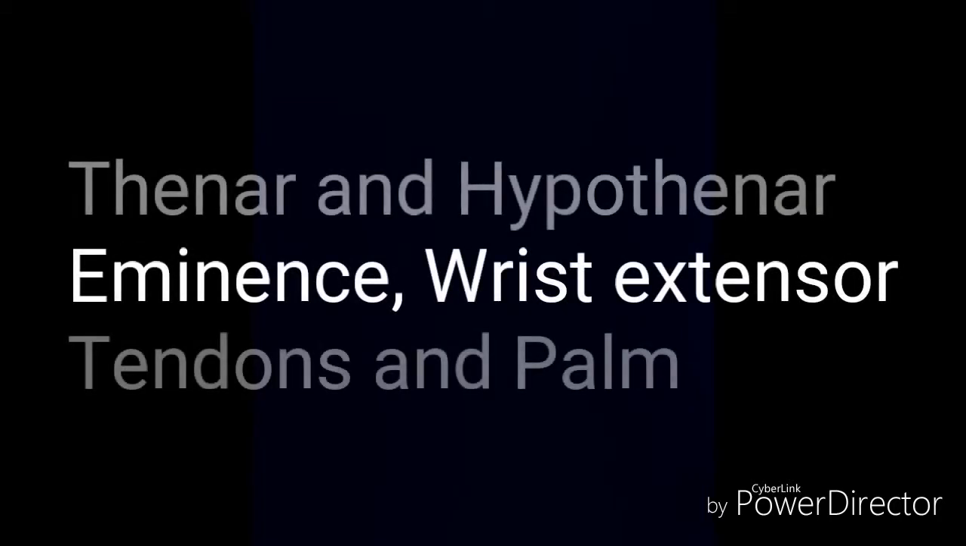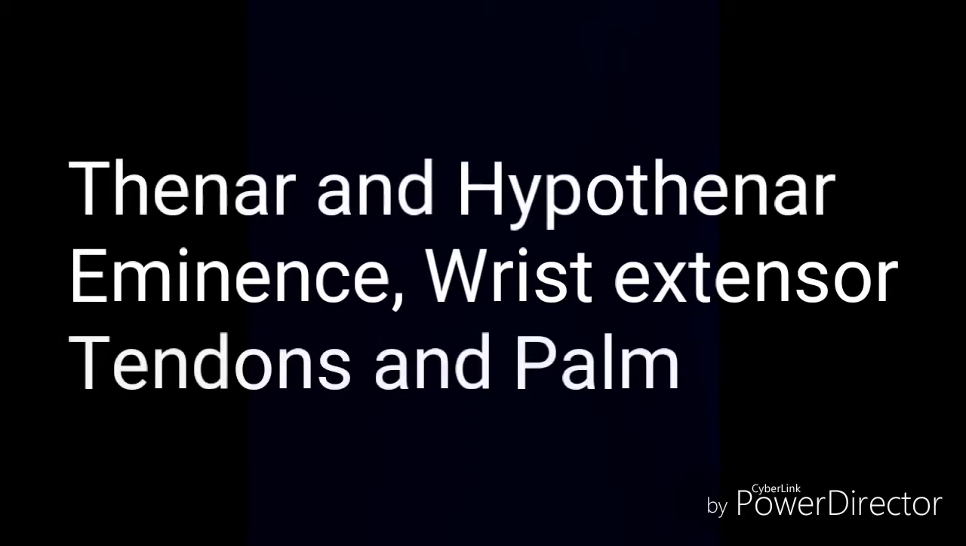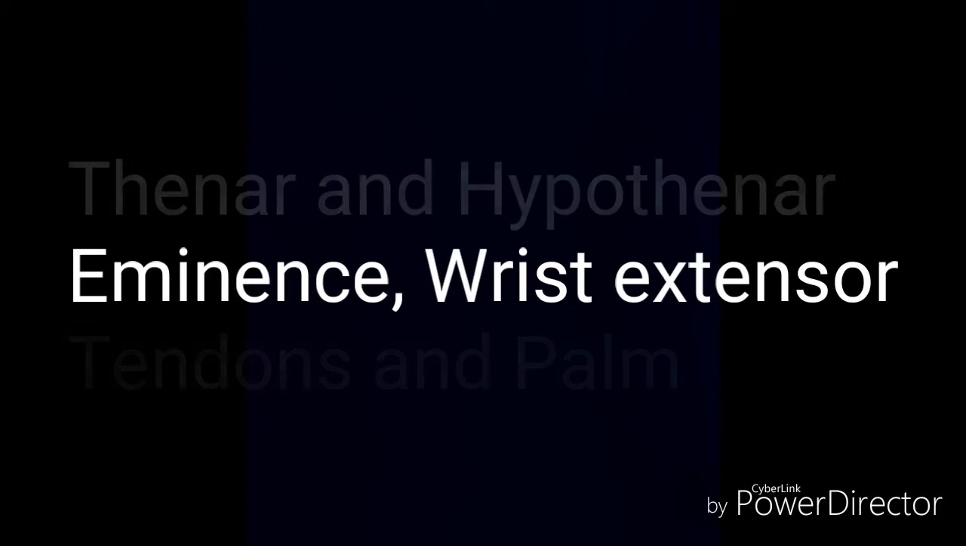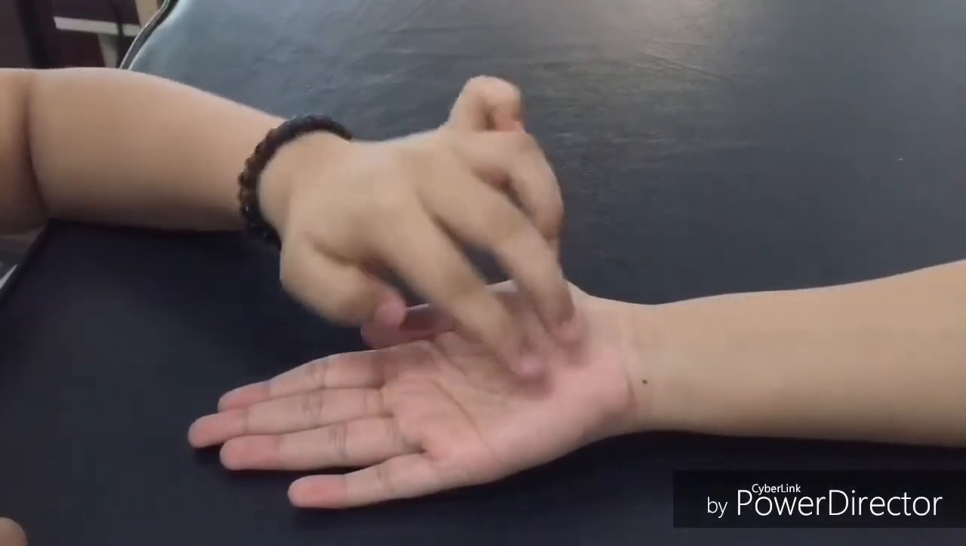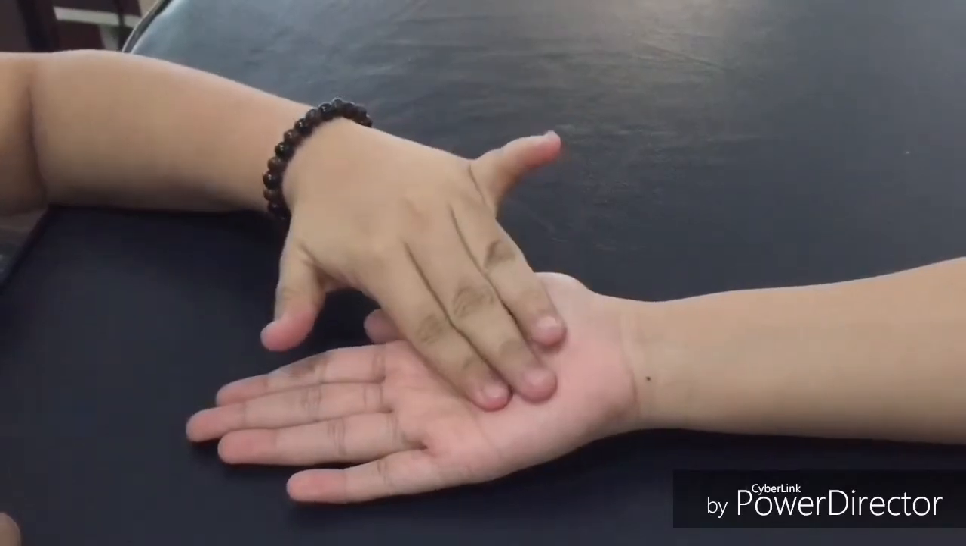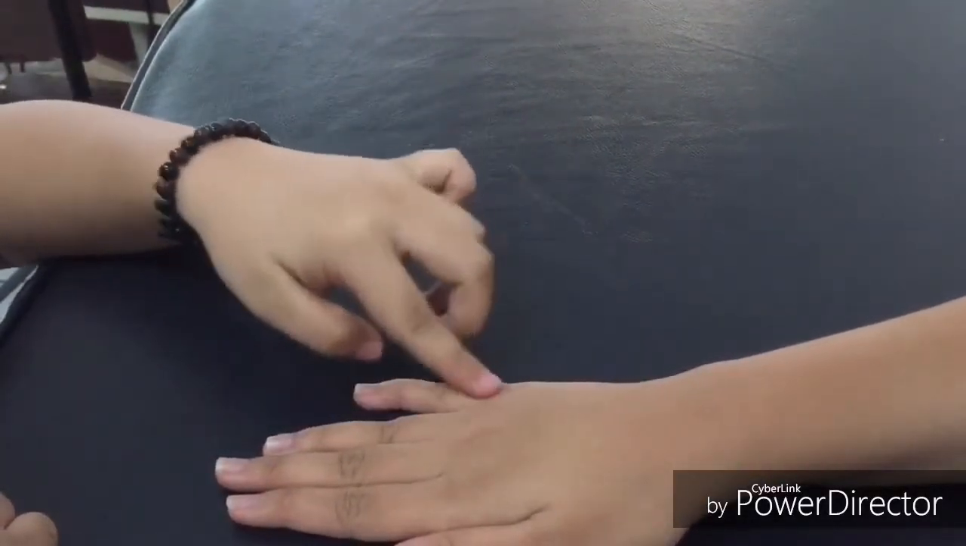The thenar eminence. It is composed of three muscles which activate thumb motion: the abductor pollicis brevis, opponens pollicis, and flexor pollicis brevis. Hypothenar eminence. This eminence is composed of three muscles: the abductor digiti quinti, the opponens digiti quinti, and the flexor digiti quinti. Palm. The structures within the palm are not distinctly palpable because of the thick muscle padding.